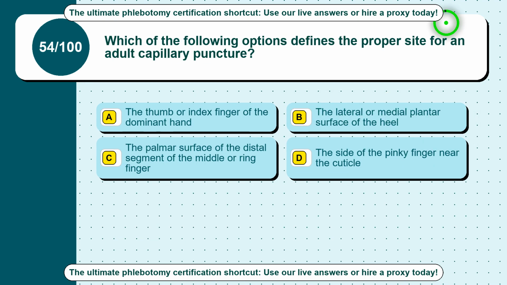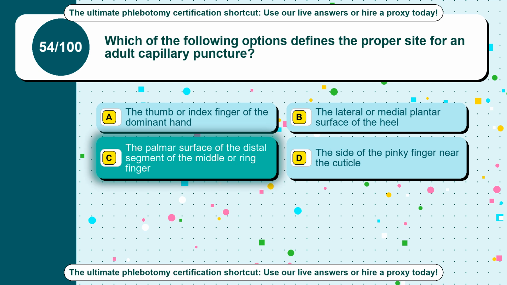Question 54. Which of the following options defines the proper site for an adult capillary puncture? Option A, the thumb or index finger of the dominant hand. Option B, the lateral or medial plantar surface of the heel. Option C, the palmar surface of the distal segment of the middle or ring finger. Option D, the side of the pinky finger near the cuticle.